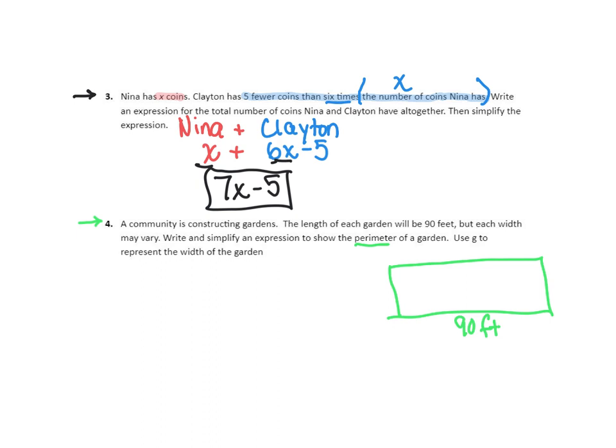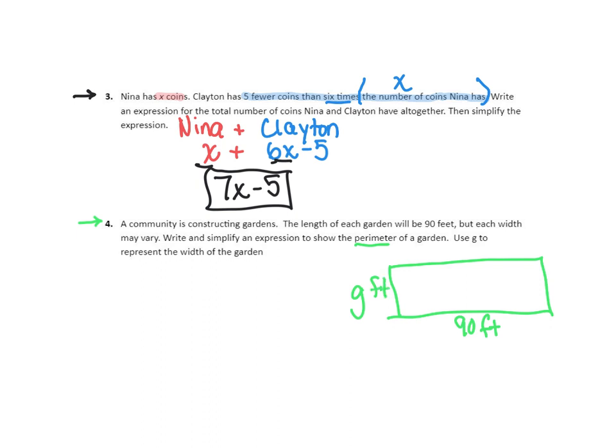But each width may vary. So vary means it could be changed. It could be all different widths. Write and simplify an expression to show the perimeter of a garden. Use G to represent the width. So I don't know what the width is, but I'm going to use G as my variable for feet.